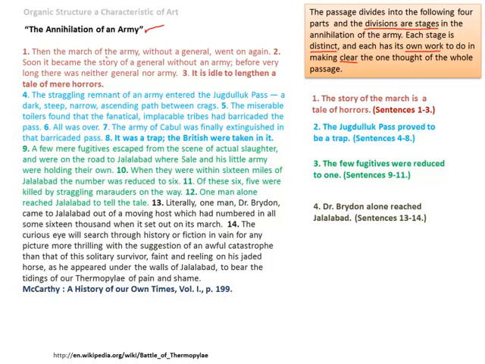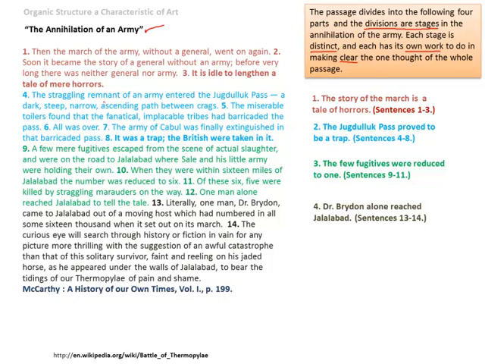So he says, "Then the march of the army without a general went on again. Soon it became the story of a general without an army, and before long there was neither general nor army. It is idle to lengthen a tale of mere horrors." The second group talks about the Jugdulluk Pass being a trap.